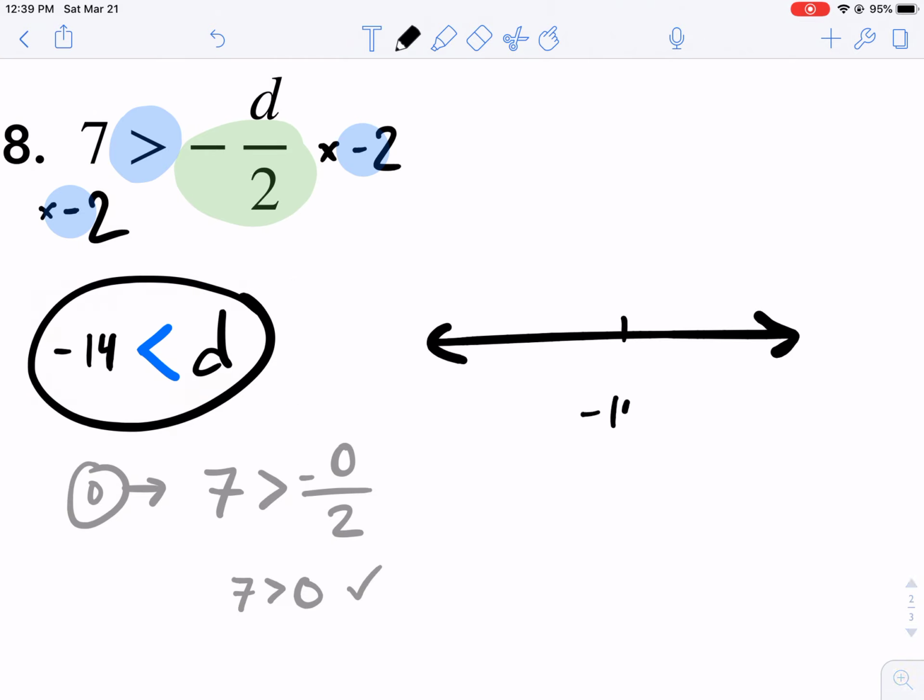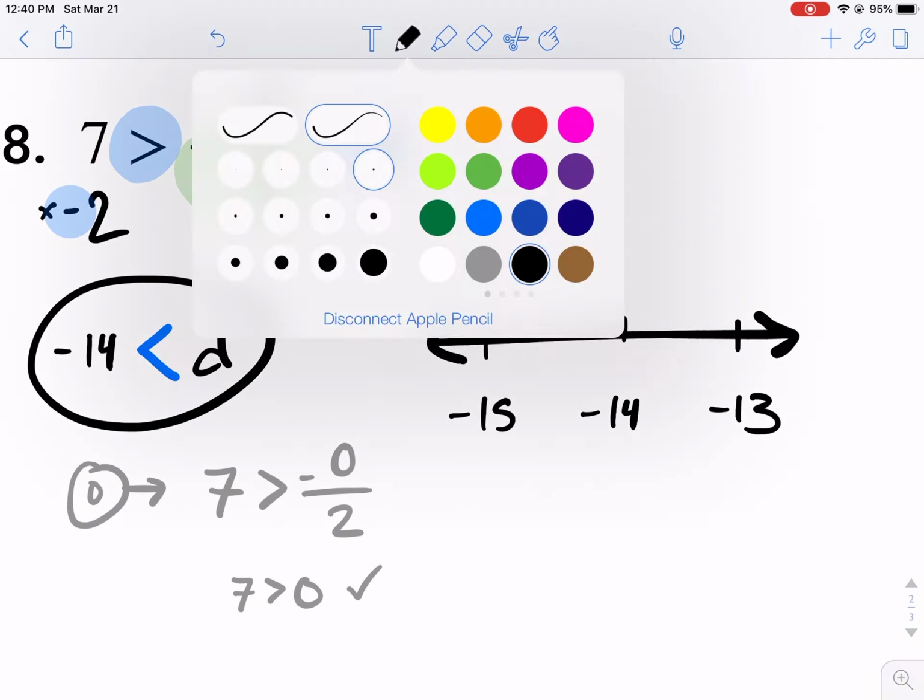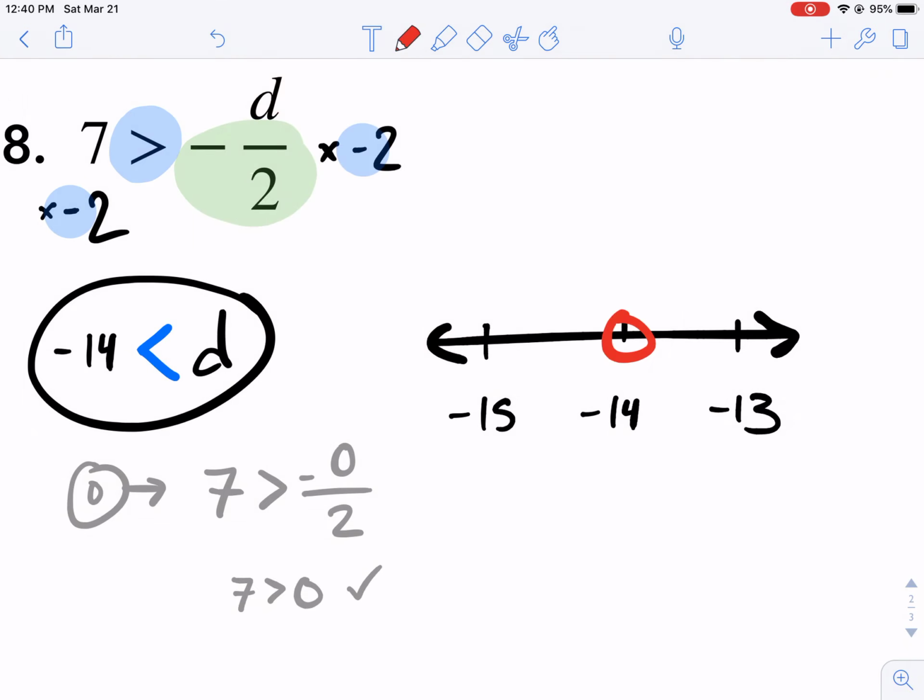We'll start with -14, -15, -13, and it's a strict less than, so we have an open circle, and we already checked that 0 works, so we want our graph pointing towards 0.